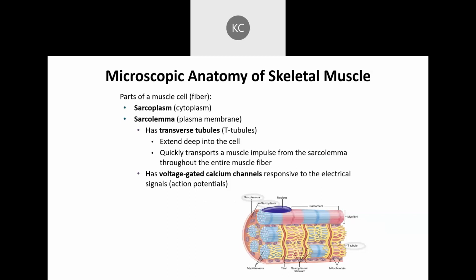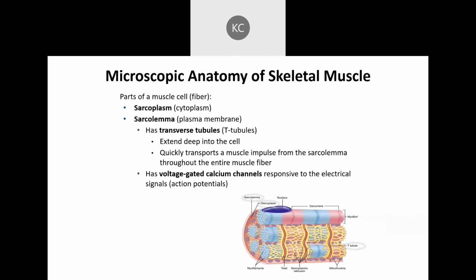Now, there are areas, and this is what's kind of unique about skeletal muscle cells in terms of their plasma membrane. There are areas where the sarcolemma dives down and extends and it invaginates into the interior of the cell. And this is known as a transverse tubule, sometimes just referred to as a T-tubule, all right?